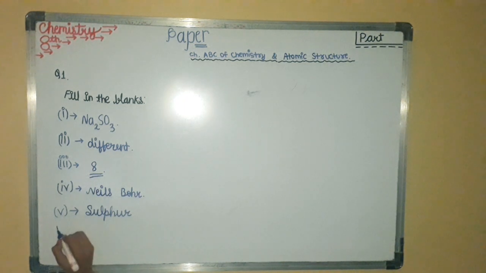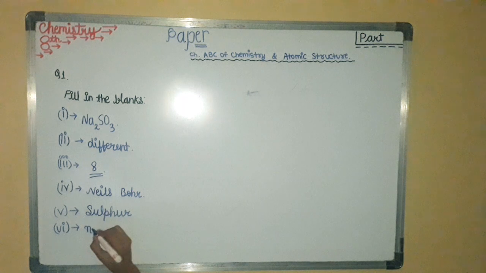Sixth question. Positive protons do not repel each other as dash is present between two protons. I'll repeat the question. So the answer is positive protons do not repel each other as neutrons are present between two protons. So the answer is neutrons.